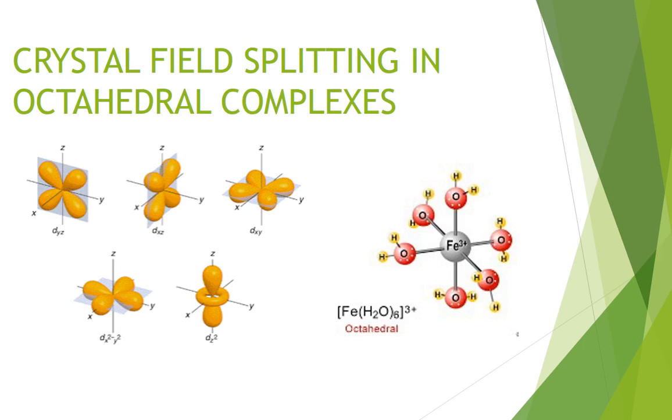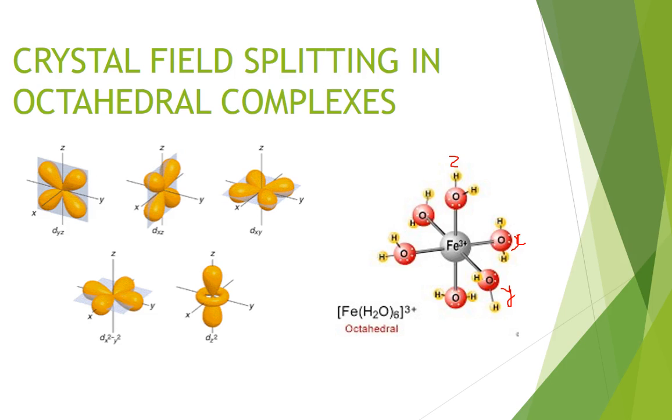Let us take crystal field splitting in octahedral complexes. This is an octahedral complex. This is the central atom and these are the 6 ligands. Let us assume this as the x-axis, this as the y-axis and this as the z-axis. These are the 5 d orbitals: dyz, dxz, dxy, dx square minus y square and dz square.